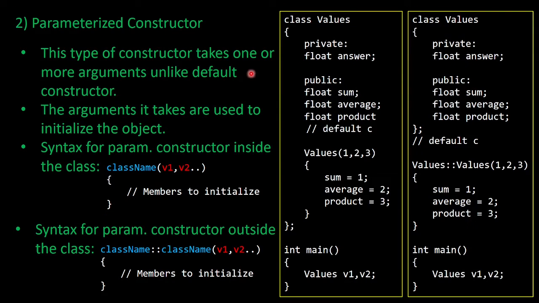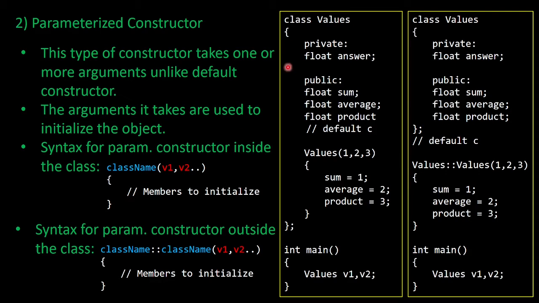Now let's check parameterized constructor. This type of constructor takes one or more arguments. Unlike default constructor, the arguments it takes are used to initialize the object. Syntax for parameterized constructor inside the class: class name followed by some arguments, and inside which we have to initialize. We generally initialize the variables with these arguments.